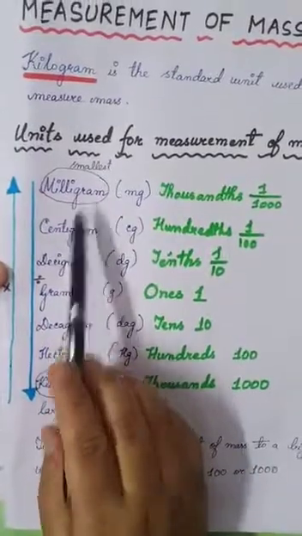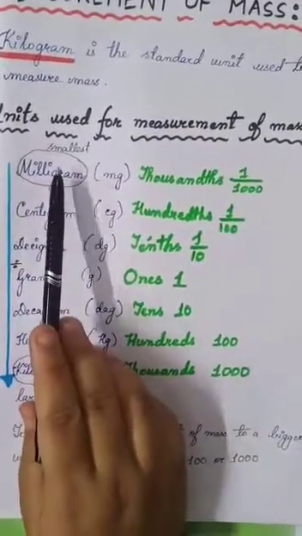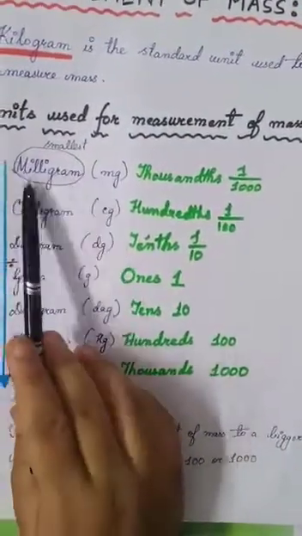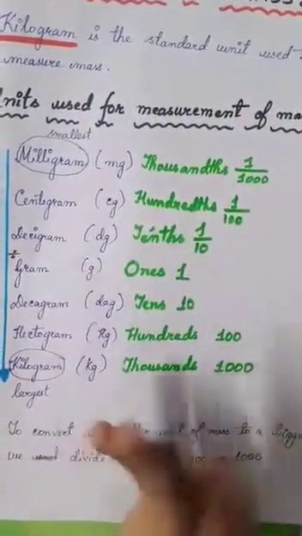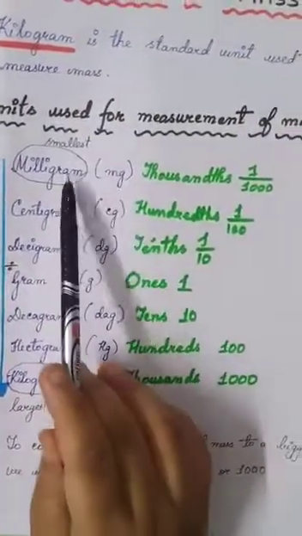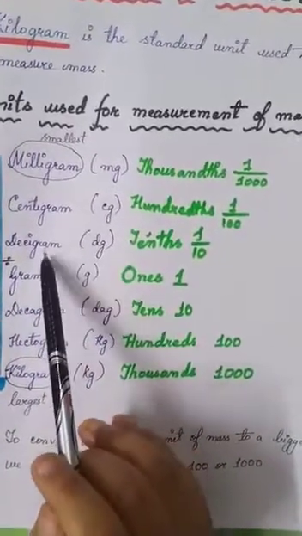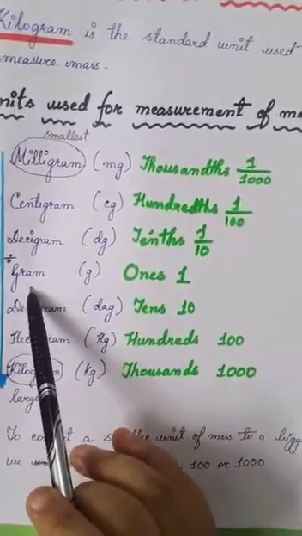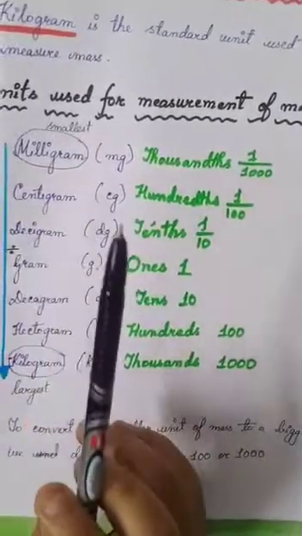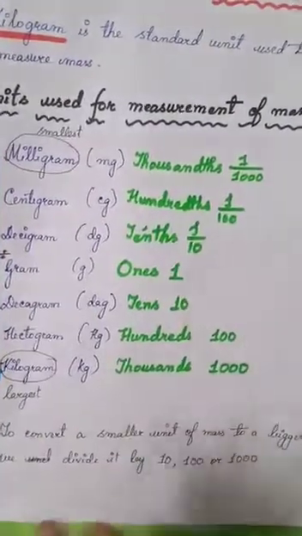So children, see here, milligram is there and here gram is there. You have to convert from milligram to gram, that means from top to bottom. You have to divide, but by how much? See what is the difference. Milligram to gram: milligram to centigram 10, centigram to decigram 10 and decigram to gram 10. That means 10 multiplied by 10 multiplied by 10, that means 1000. You have to divide by 1000.